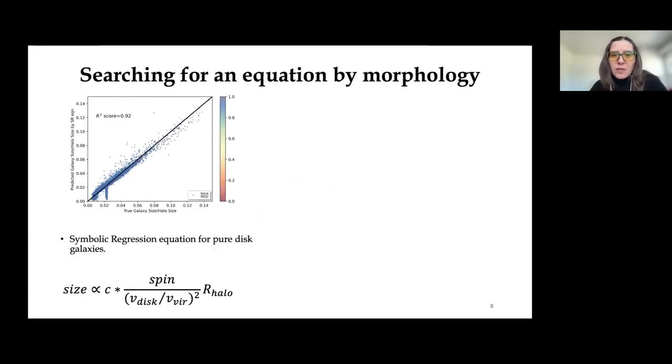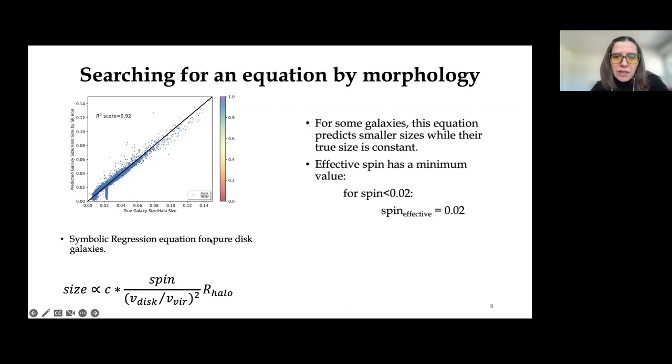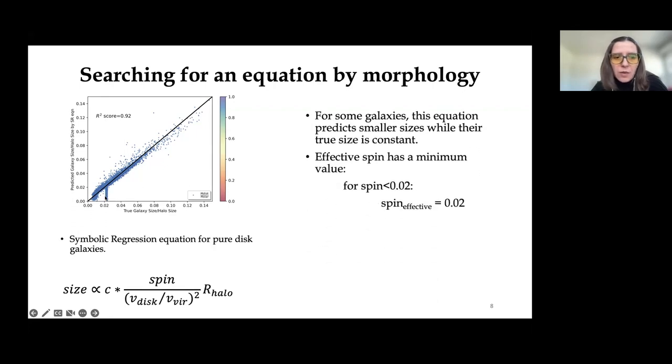So now we choose the subset of only pure disk galaxies, which you can see here in the blue color code, corresponding to perfectly disk galaxies. We run symbolic regression on pure disk galaxies, and the resulting equation is slightly different. There's a factor of 2 in the v disk over v var equation, and the m disk over m star term disappears. We realized that for some galaxies, the equation predicts smaller sizes, whereas the true size is constant, like the vertical thing in the hockey stick shape here.